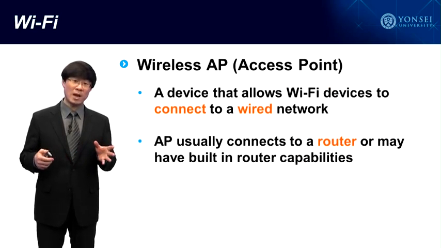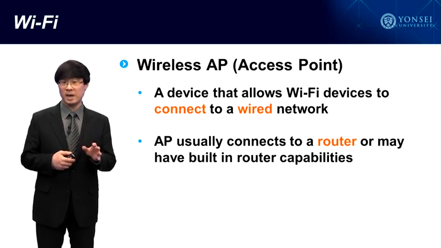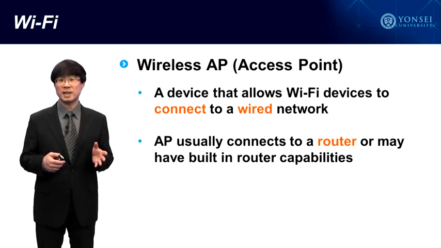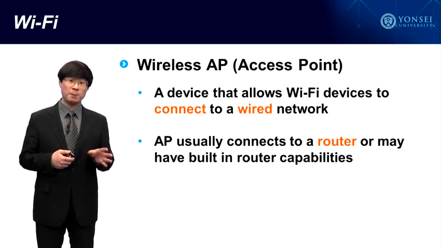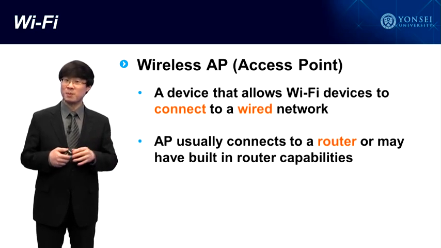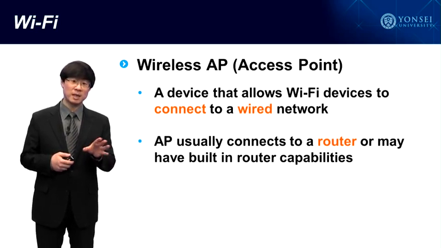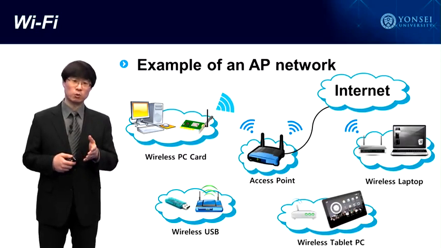In a Wi-Fi wireless LAN network, a critical component is the wireless access point, the AP. It's a device that allows Wi-Fi devices to connect to a wired network. An AP usually connects to a router, or some APs actually have routing capability built into them. An example of an AP network is shown right here.